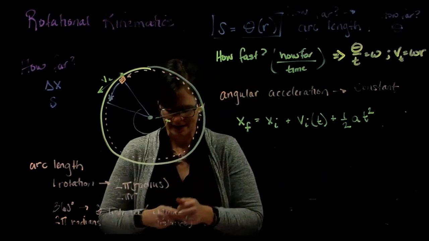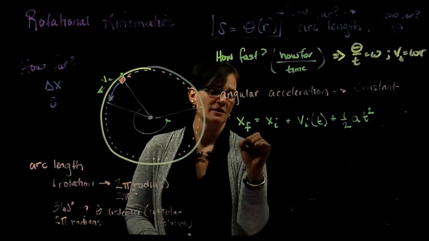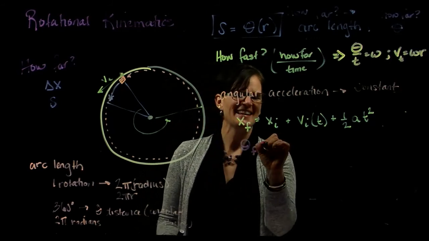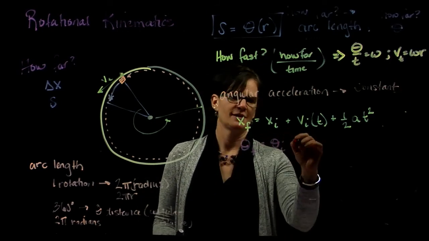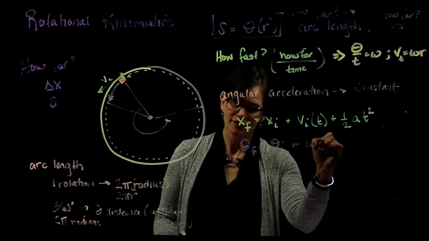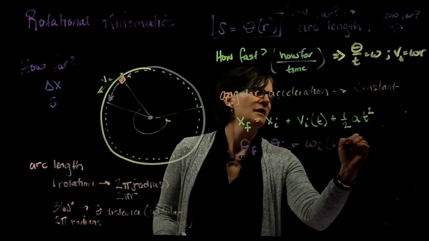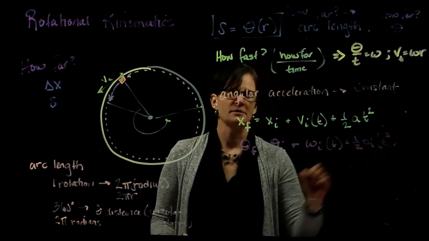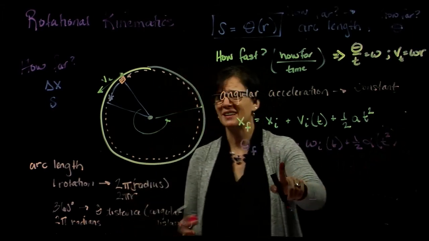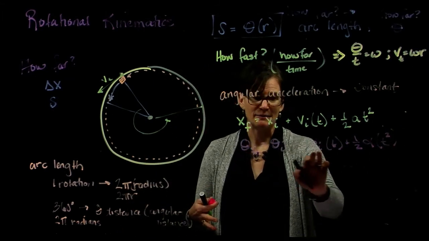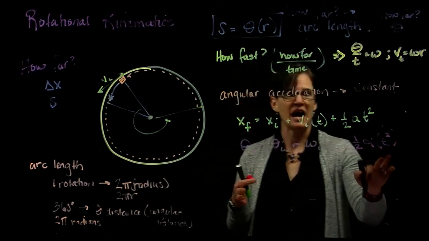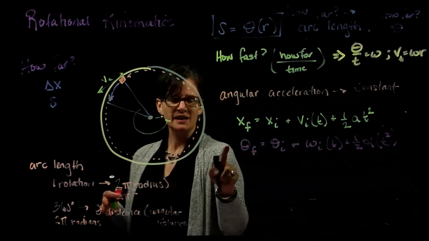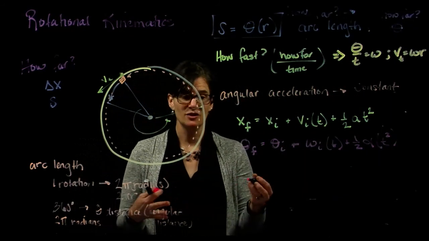It translates one-to-one to the angular world, such that our final angular position is equal to our initial angular position plus our initial angular velocity times time plus 1/2 our angular acceleration times time squared. So where I end up depends on where I started, on my initial speed at the starting point, and then how that speed changes over time in that same way. So that's the most powerful equation, reminding us of the other equations that we've used.